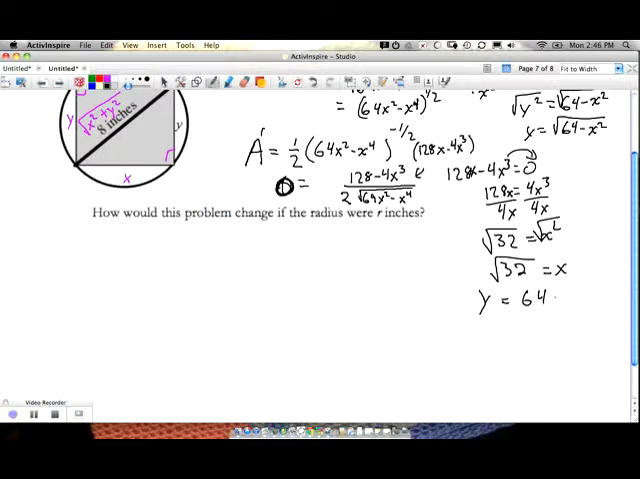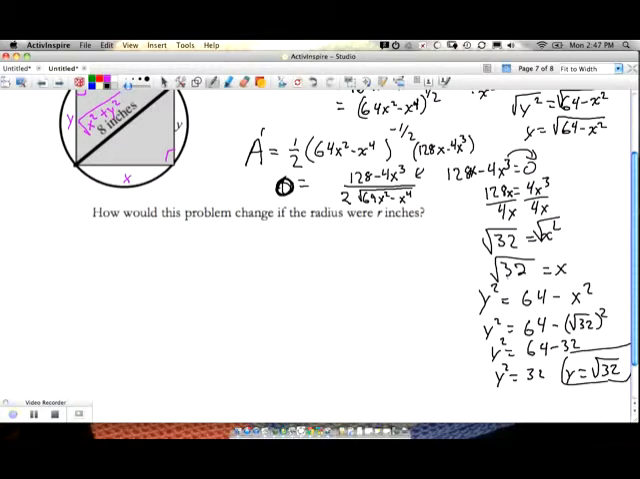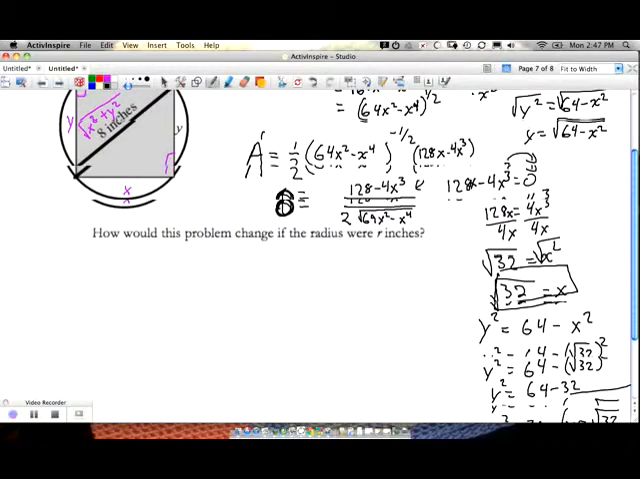Well, I know that y squared equals 64 minus x squared. So then 64 minus square root of 32 squared is y squared. So then 64 minus 32 is y squared. Y squared equals 32. So y equals square root of 32 as well. So excellent, we got symmetry. X and y, same value, square root of 32.